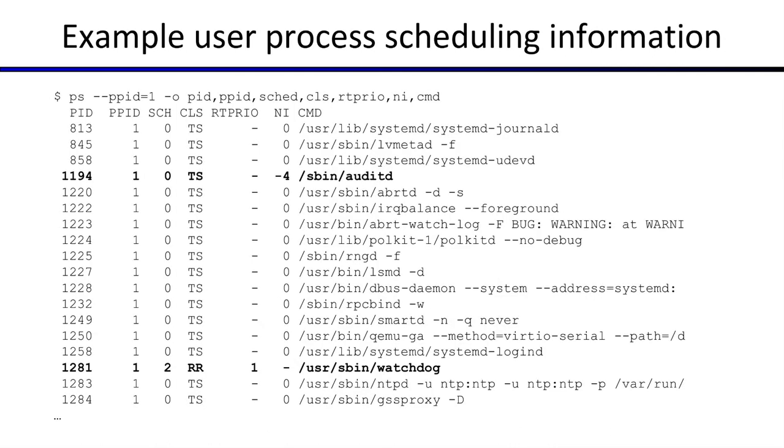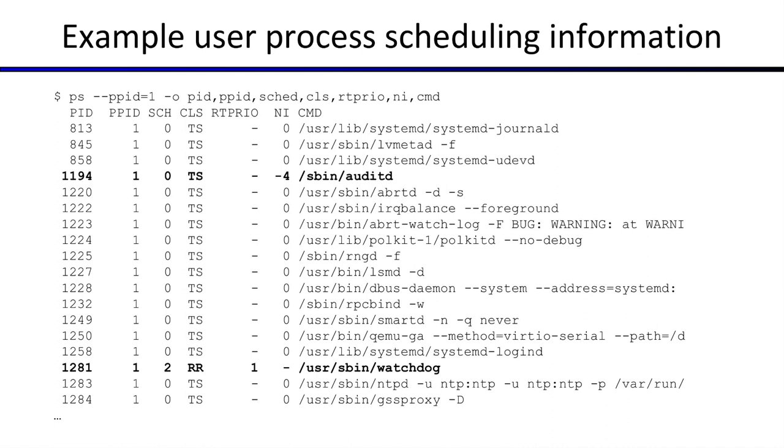I can also look at my regular user space processes. For that, I use --ppid=1. We know that the parent PID of 1 is the systemd process, which is the parent process for all user space processes outside of the kernel. Then I have the same output format. Just to see what's running here, most of the ones I have are CLS of TS, which is SCHED_OTHER, except for one, process ID 1281, which is running real-time with a real-time priority of 1, which means it is the lowest real-time priority.